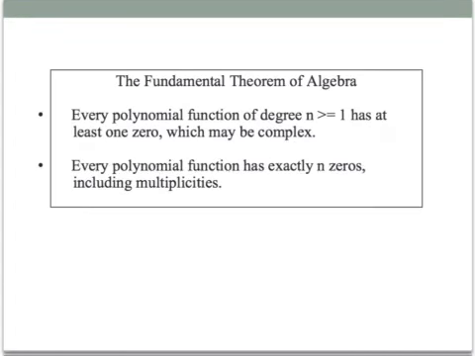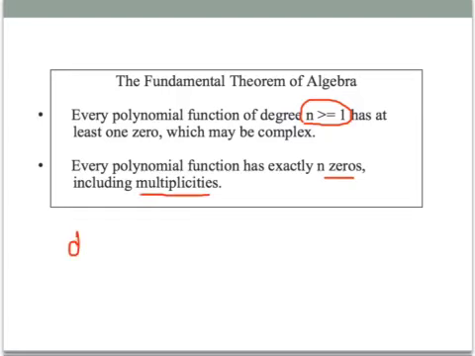Now we want to take a look at the fundamental theorem of algebra. And it says every polynomial function of degree greater than or equal to 1 has at least 1 zero, and that zero may be complex. Complex just means it may involve an imaginary part. It also says every polynomial function has exactly n zeros, including multiplicities.